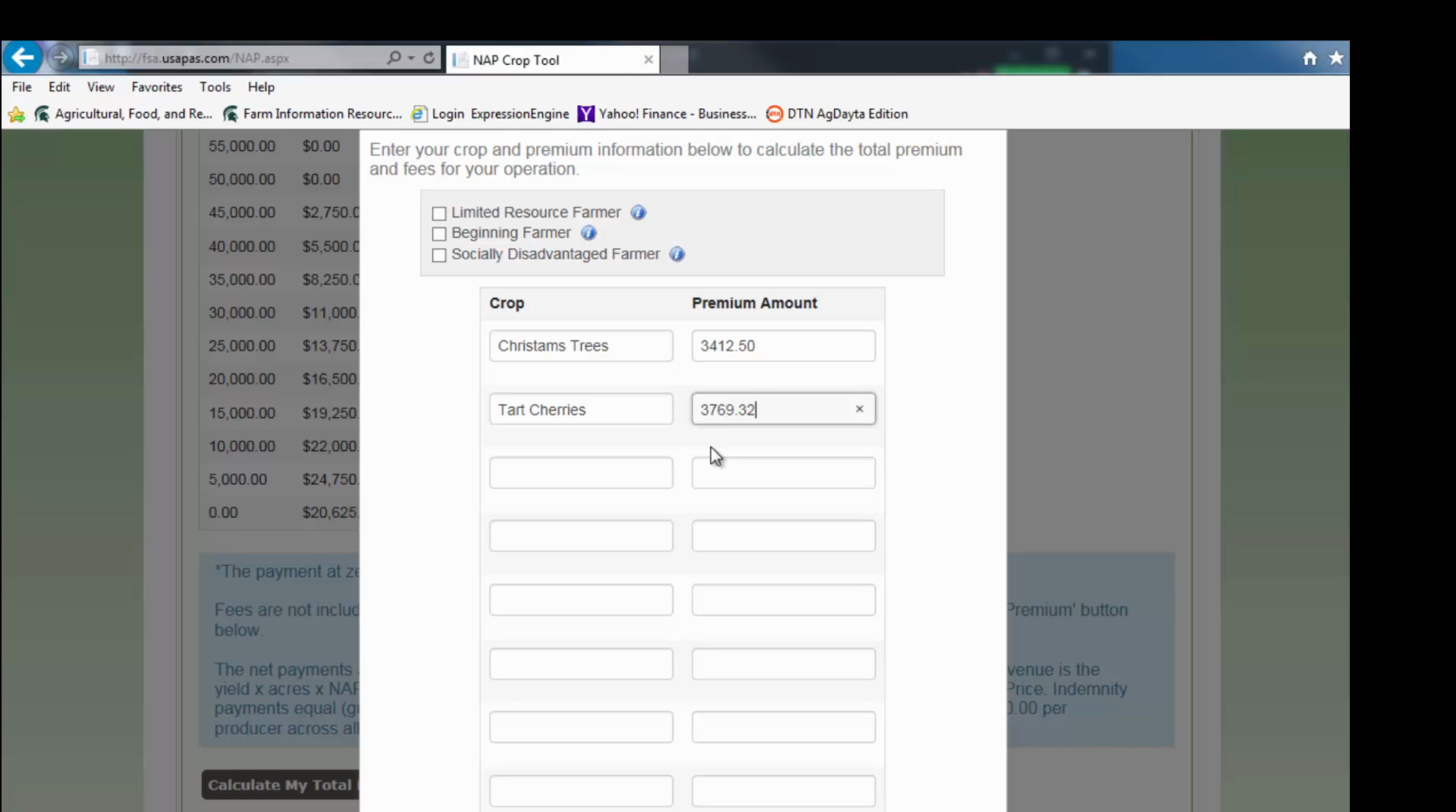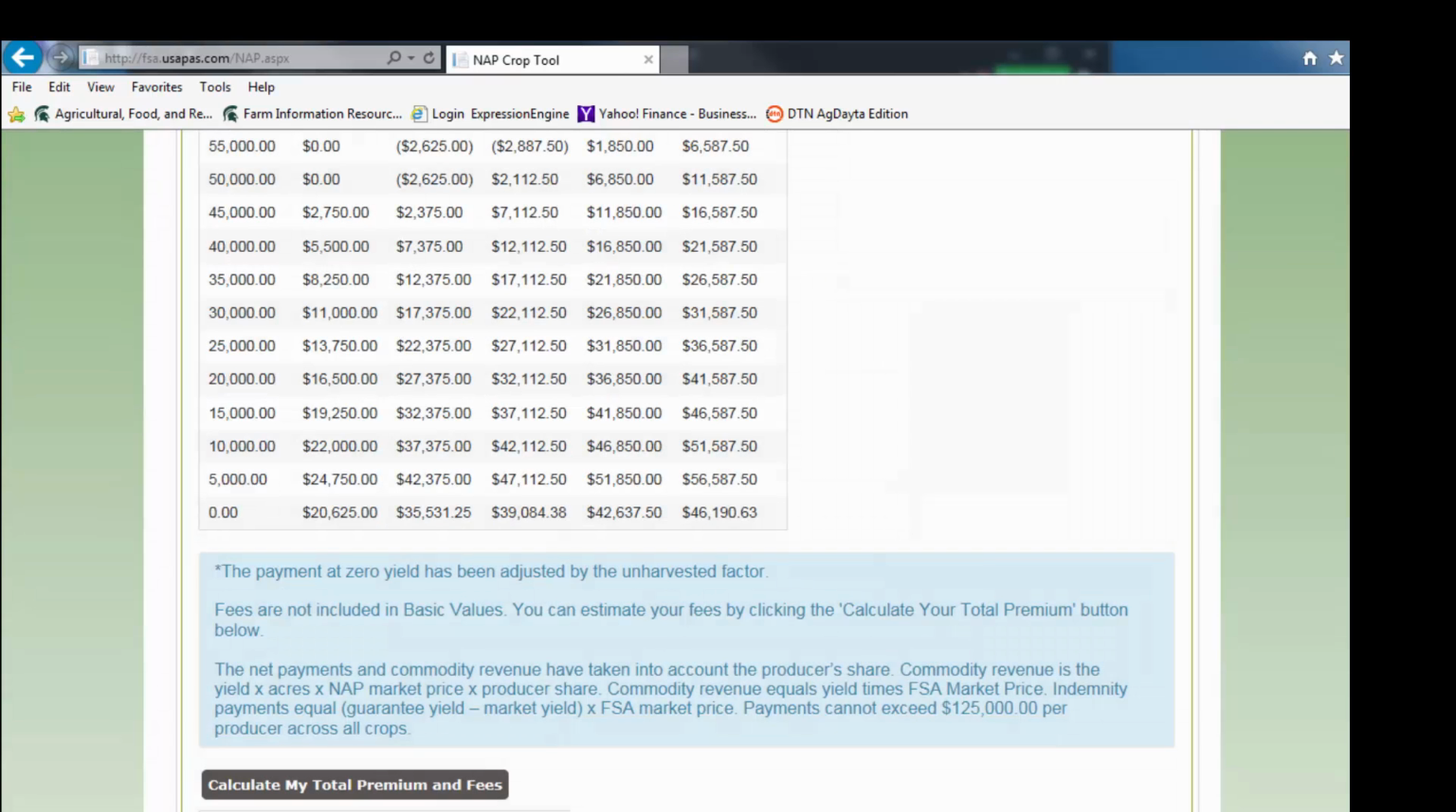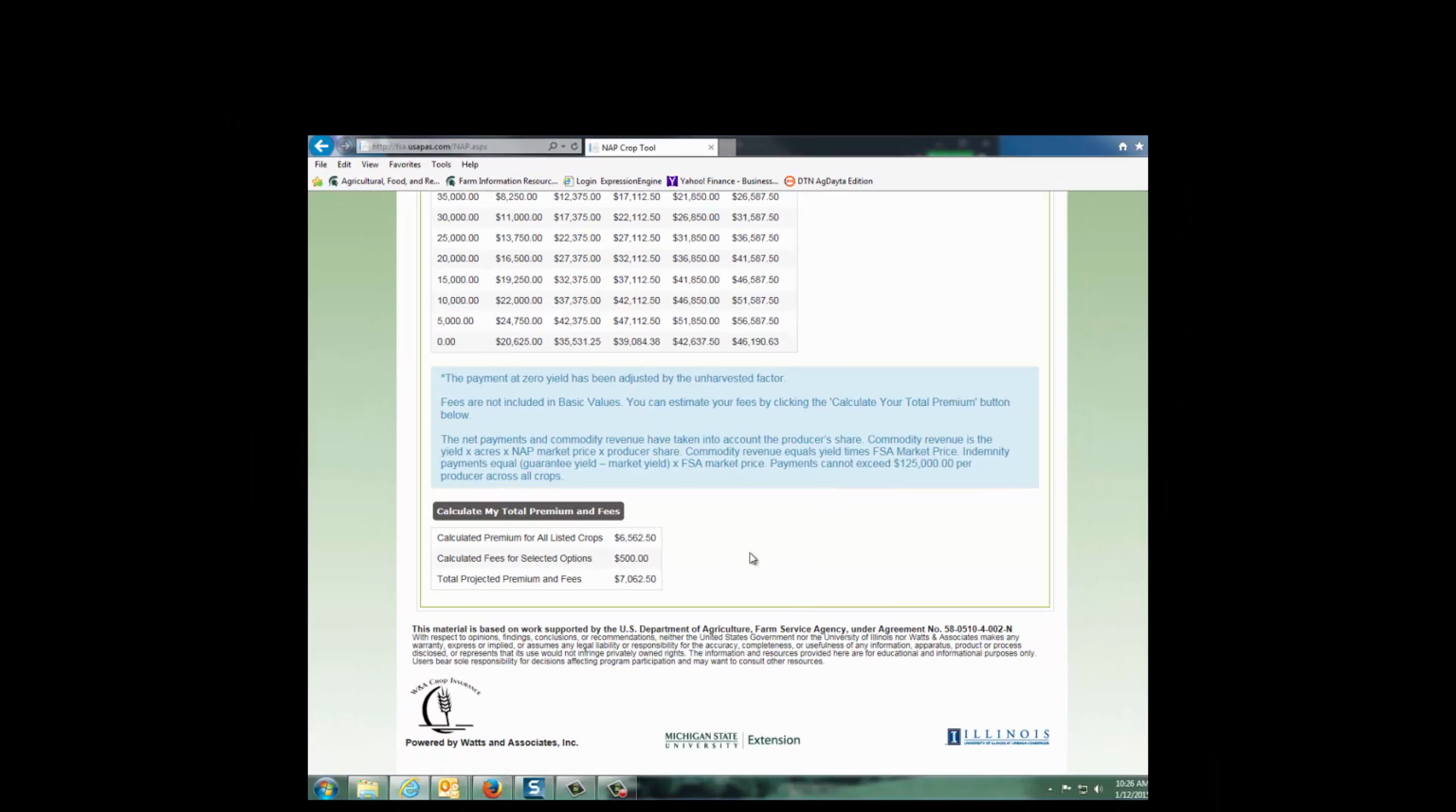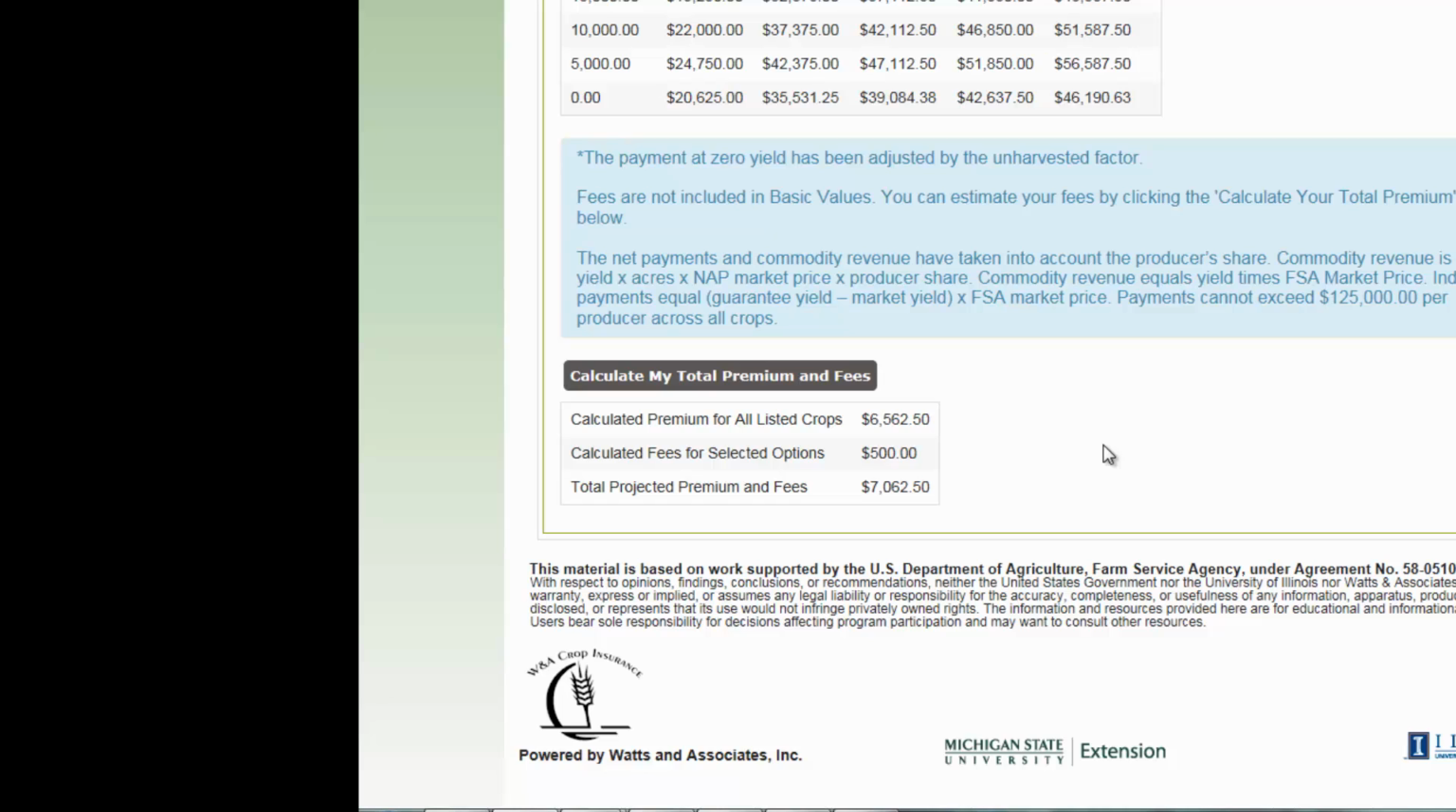$3,769.32. And if you have multiple crops, it's important when you're using this tool to write these down each time so that you can get these totals. So here we have these two at these two different premiums. We hit calculate premium and fees. And at the bottom, if you'd added those two numbers up, it would have been $7,182 approximately.